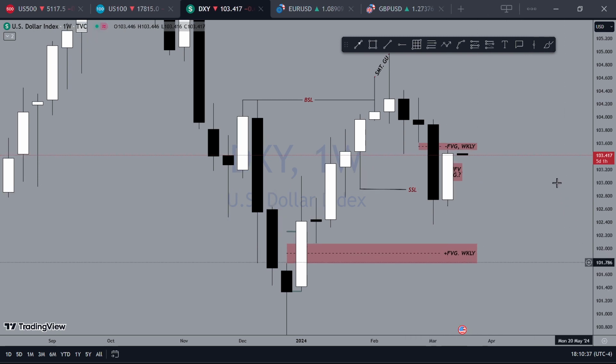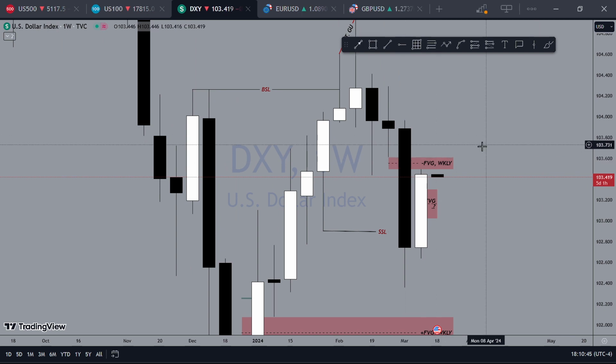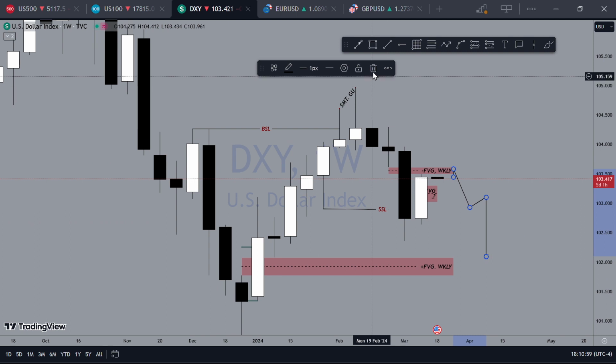Now looking at price, you can see that we have formed this clean bearish weekly fair value gap. Looking into this week, I would like to see a tap into that fair value gap and start displacing lower towards our weekly objective before I look for any buys. So I am bearish on the dollar index.